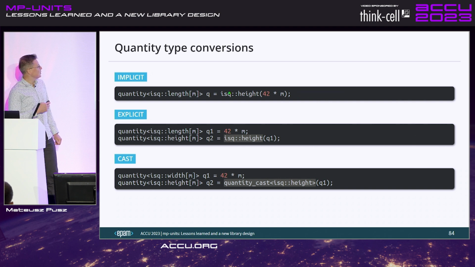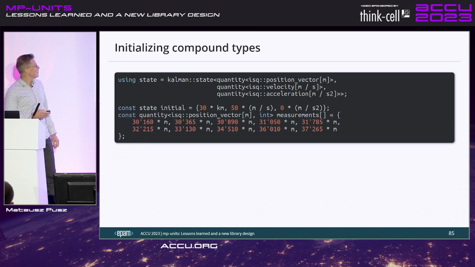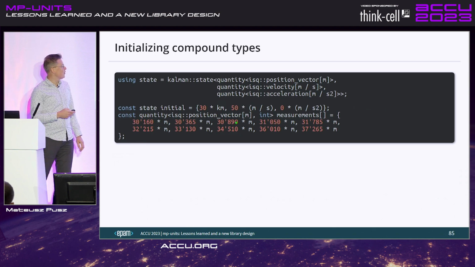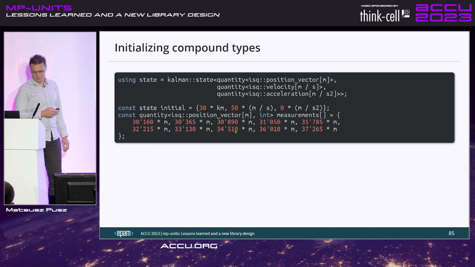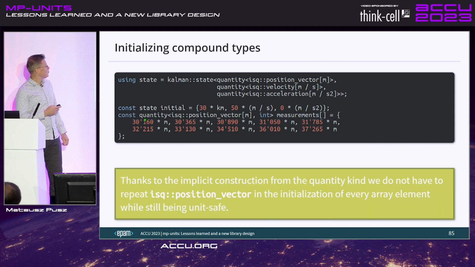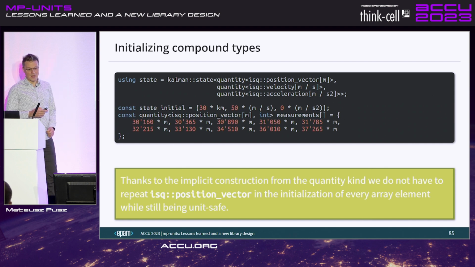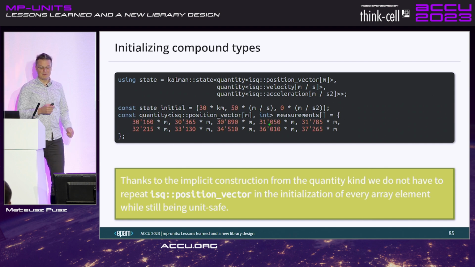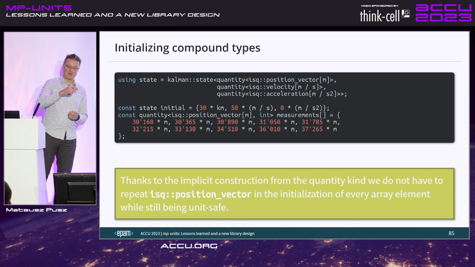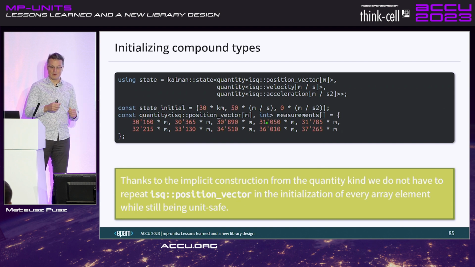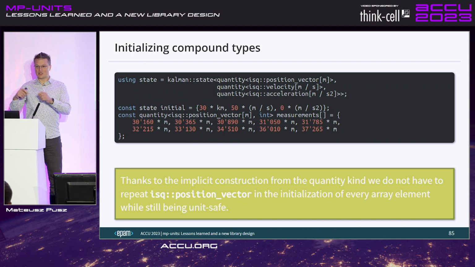Having implicit conversions like this allows me to make the initialization of an array really terse, like this one. I'm trying to initialize a position vector in meters for an array of how many? 10 elements here. If I didn't have an implicit conversion from the kind to position vector, I would have to spell it out everywhere, position vector, position vector, position vector, for every single element in the array.